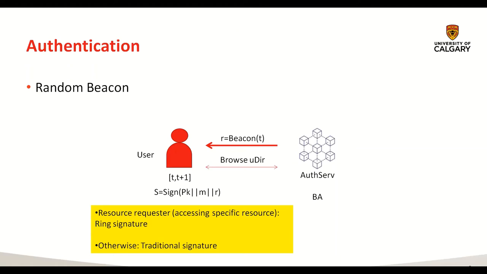Note that we have two types of authentication in the system, anonymous authentication and non-anonymous authentication. For example, browsing the user directory and object directory contracts is done by non-anonymous authentication. Also, the resource owner uses non-anonymous authentication, but for getting access to any specific resource, the requester should use an anonymous authentication.